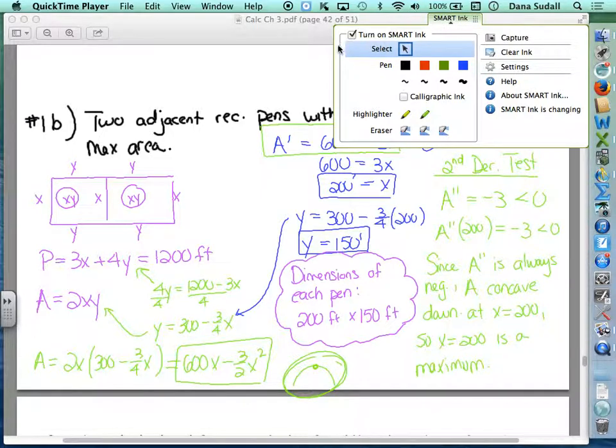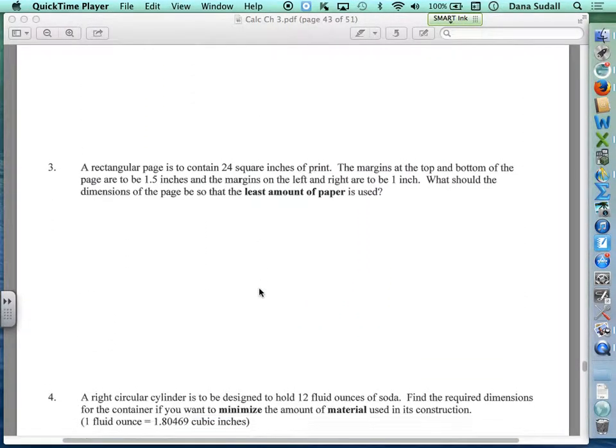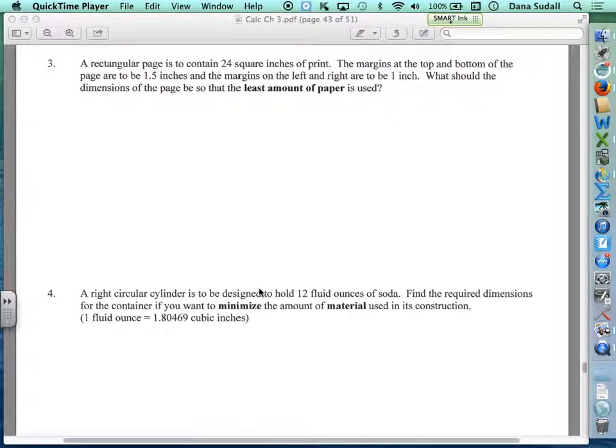All right, if you're not finished copying this, you can pause this and finish writing this down. All right, and then the last one we're going to do is this third one here, the print. And this will give you an example of each of the types of problems that you're going to see in the homework. So for this one, we have a piece of paper.